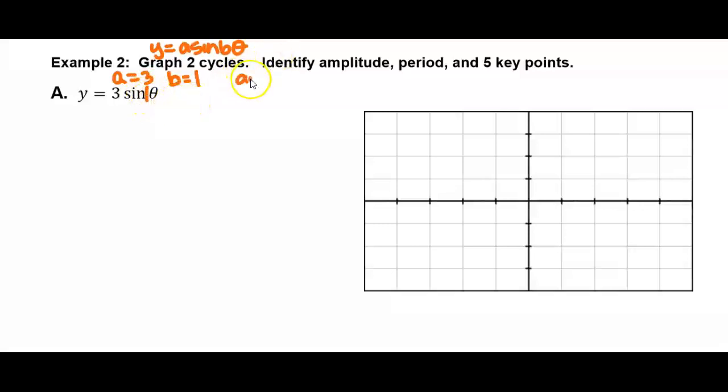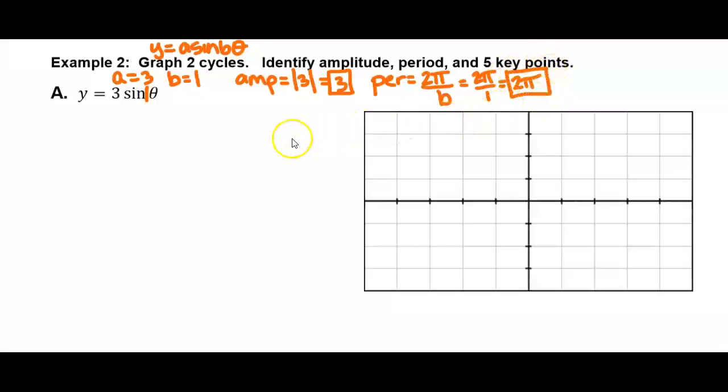The first thing I want to get is my amplitude, so I know how high my peaks are. My amplitude is the absolute value of A, so the absolute value of 3 is 3. So we know the heights of our peaks are going to be 3. And then our period, the formula is 2 pi divided by B. 2 pi divided by 1. Our B value is 1. So our period is 2 pi. So it'll take 2 pi to do 1 complete cycle of sine.